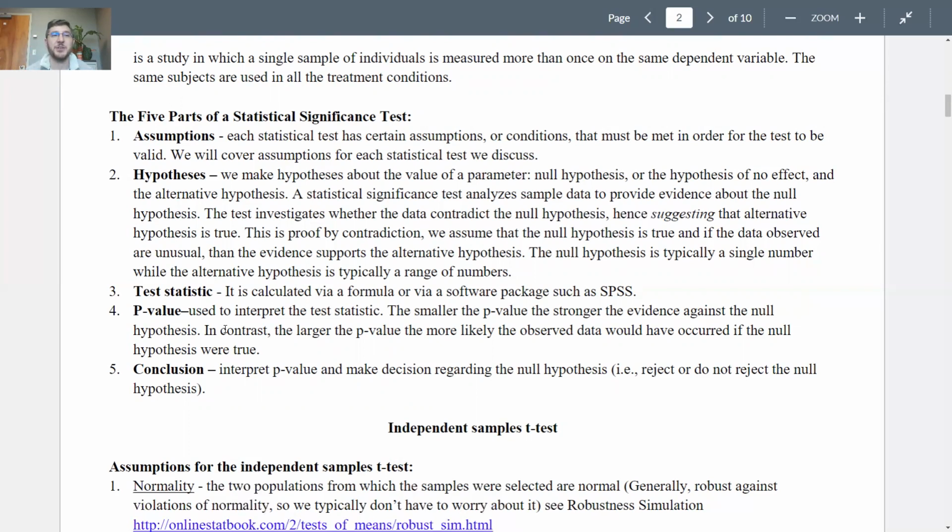And that's what the p-value tells you. And if that p-value is low, the p-value is small, then that suggests that the null hypothesis is unlikely to occur, thereby suggesting that the alternative hypothesis is true.